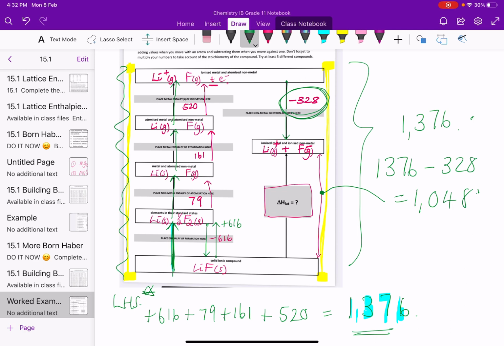Now, the sign, is it a positive or is it a negative? If we are calculating in this direction, then the sign is positive. If we are calculating in this direction, then the sign is a negative. So you look at the direction that the arrow is asking you. The question is asking you about the arrow in a specific direction. In this case, it's asking us about an arrow moving in this direction, so lithium fluoride to lithium ions. So in this case, the energy change is going to be plus 1,048 kilojoules per mole.